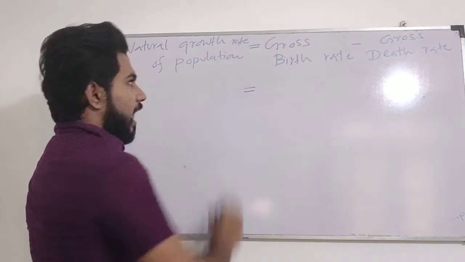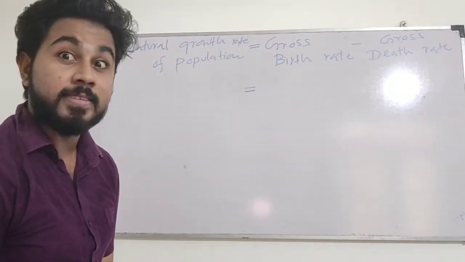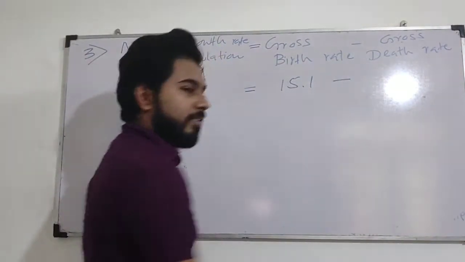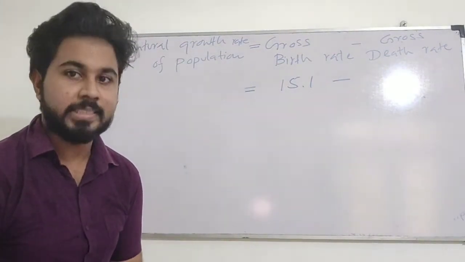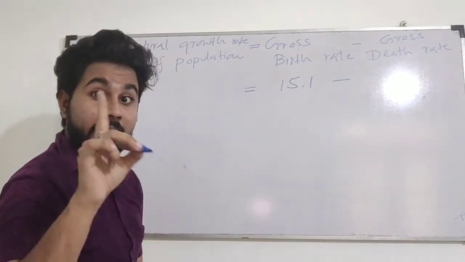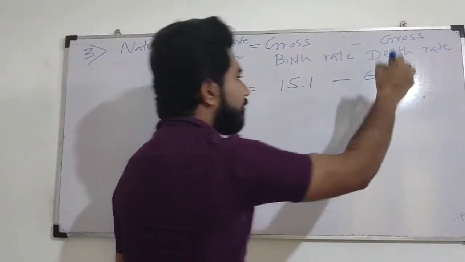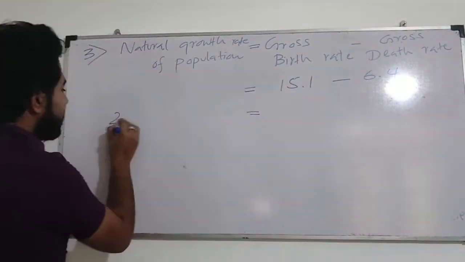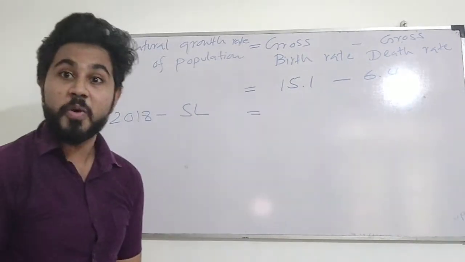Right. So, as I mentioned, what was the gross birth rate in the year 2018? Right, it was 15.1. It's not a percentage, 15.1 per every 1,000 persons in the country. And gross death rate, what was the gross death rate? Per every 1,000 persons in the country, 6.4 of the persons have died in 2018. So, in 2018 of Sri Lanka, what was the natural growth rate there?